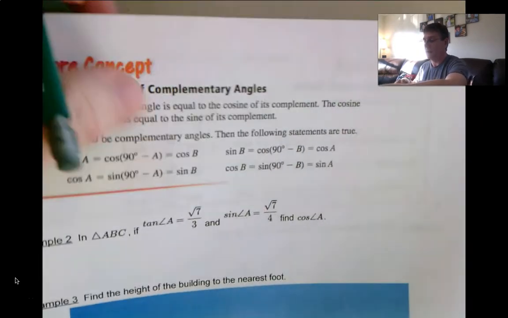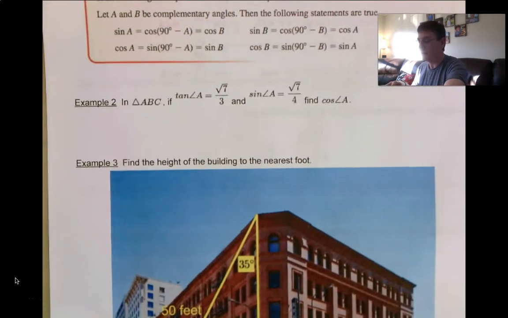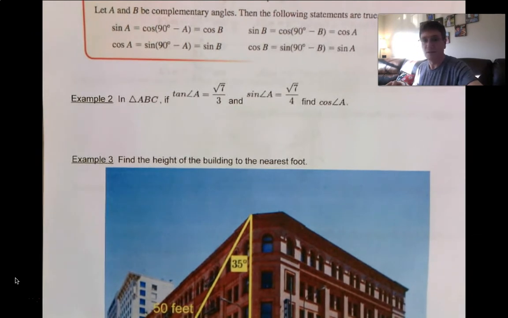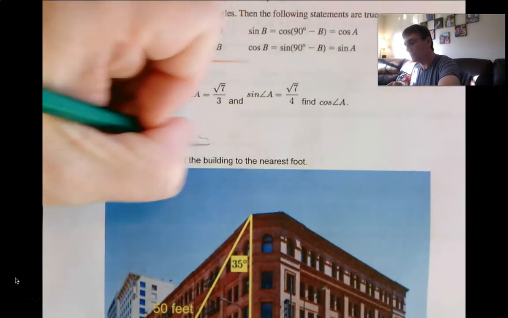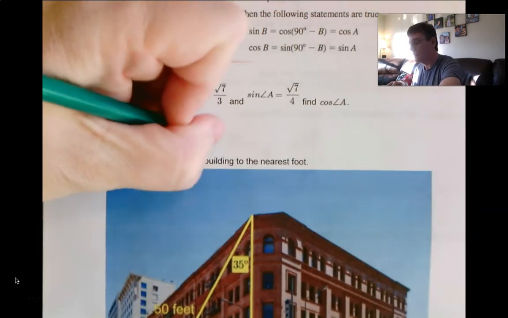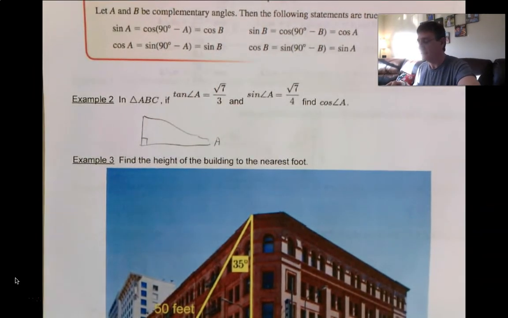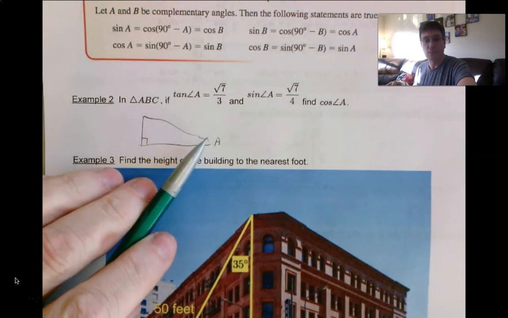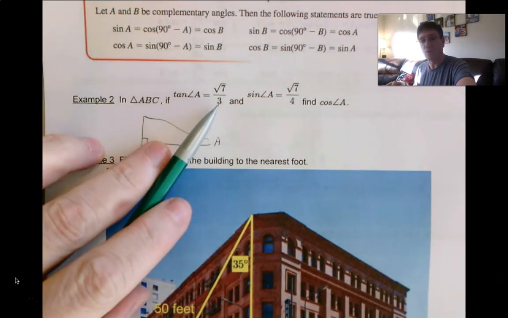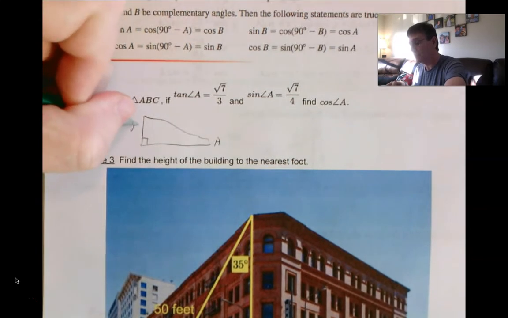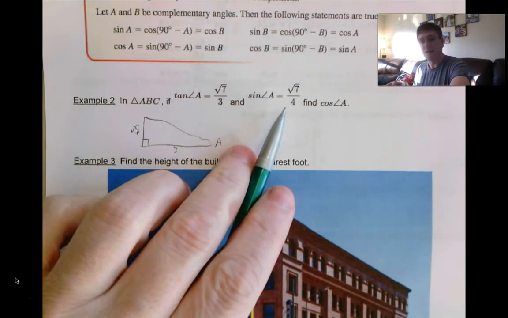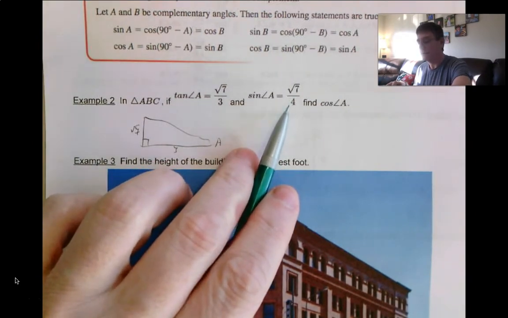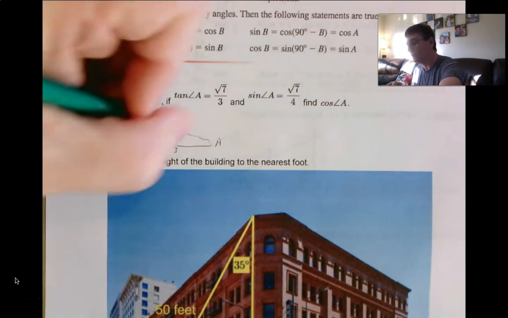Okay. Example 2. In triangle ABC, tangent of angle A is equal to square root of 7 over 3, and the sine of angle A is equal to square root of 7 over 4. Here's angle A. Tangent, SOHCAHTOA, is opposite over adjacent. Square root 7 over 3. Sine is opposite over hypotenuse. Square root 7 over 4.